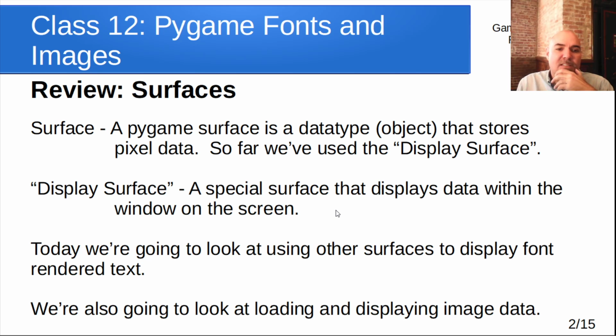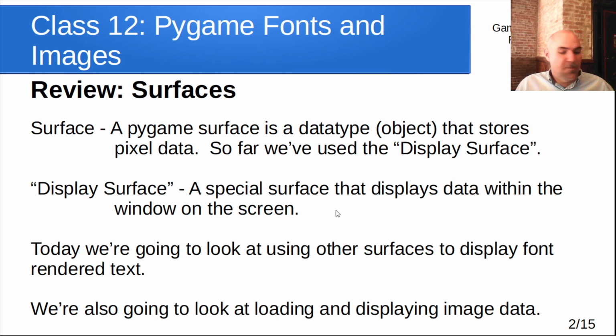A surface is a data type that stores pixel data. So the screen is made up of little pixels that each have a red, green, blue component. And we've been using a display surface to do all our drawing. The display surface in Pygame is a special surface whose pixels are connected to the window on the screen, or if we're in full screen mode, the screen itself. So in other words, when you're changing a red or green or blue of that, it's showing up on the display. When we do pygame.display.update, we see that on the screen. So the display surface is really just a special surface.